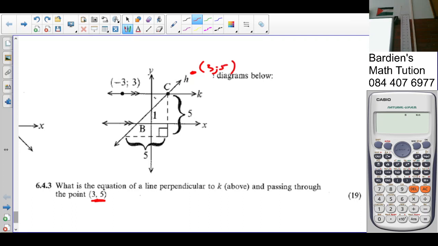What does perpendicular mean? It's at 90 degrees. If this line is parallel to the x-axis, then 90 degrees to this line will be parallel to your y-axis. Does it make sense, people? It says, what is the equation of the line perpendicular, so it's standing at 90 degrees to K? This is K. Can you see that? And passing through the point (3, 5).